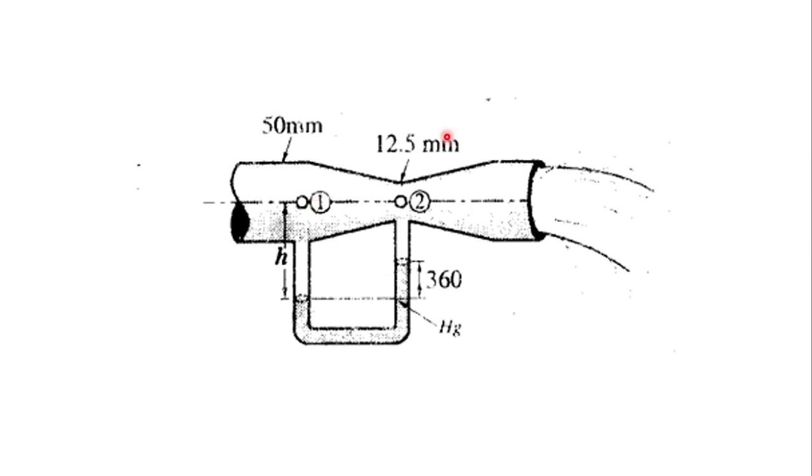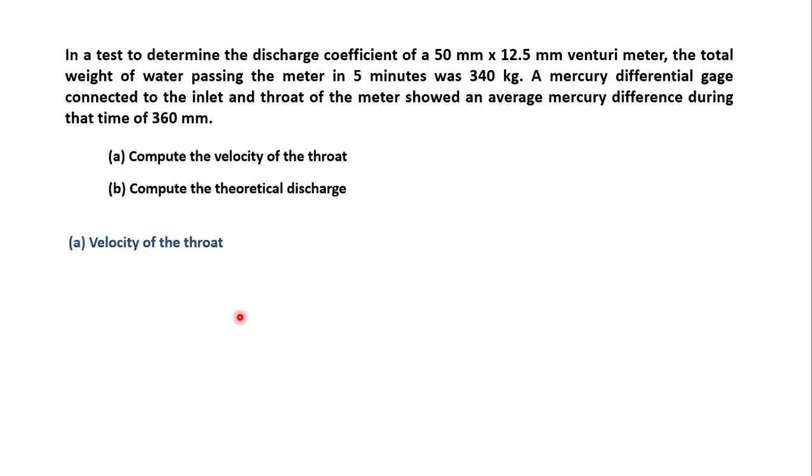So this is the figure for our venturi meter. For A, let us compute the velocity at the throat. In this problem, let us use the Bernoulli equation.